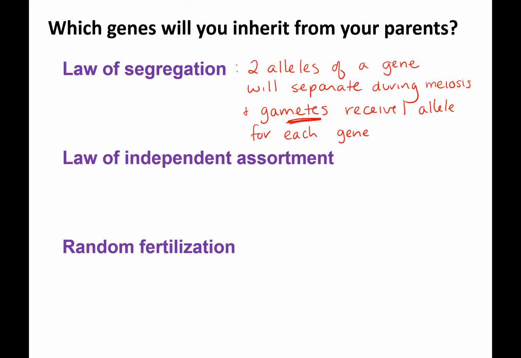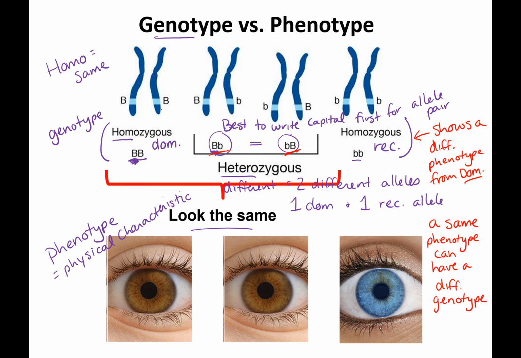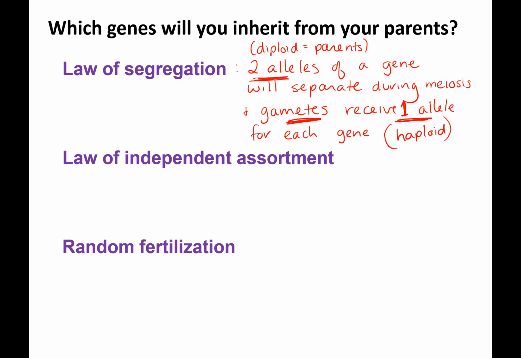Because gametes are haploid. The two alleles from your parents is diploid. Okay. So the alleles from the genes will separate and each gamete will get either this big B or this big B. Or a gamete could get this big B or this little b, right? Each gamete only gets one allele.